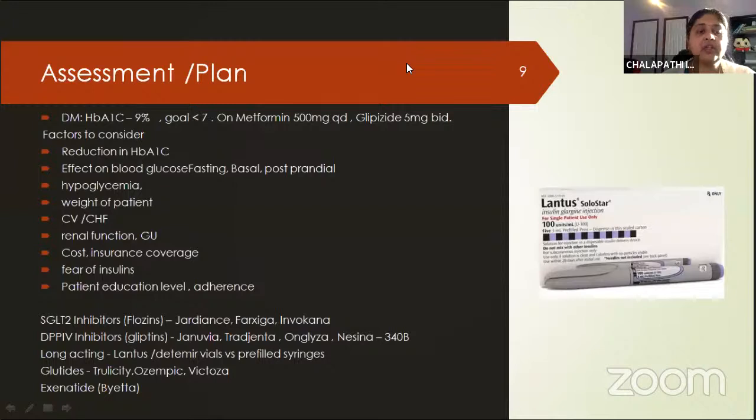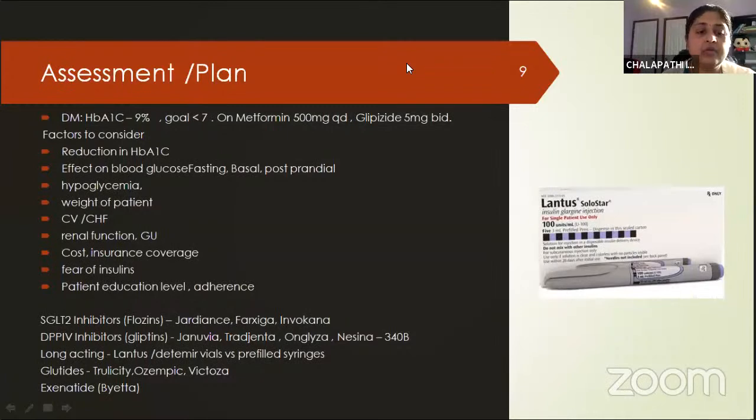What are the risk factors? What are the cardiovascular risk factors for this patient? Do we want any protection? Is the patient having heart failure? What is the renal function? Is the patient on metformin? Again, we need to look at the renal function of the patient. We need to look at genitourinary issues that can occur.